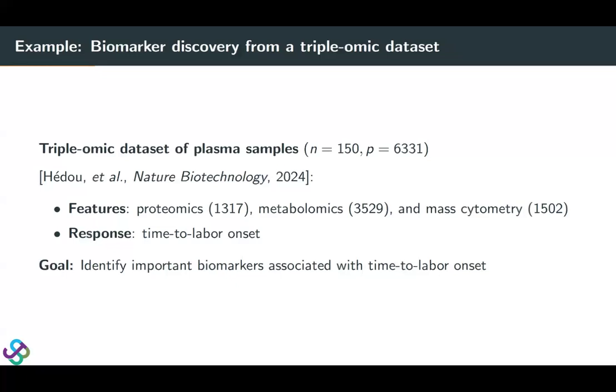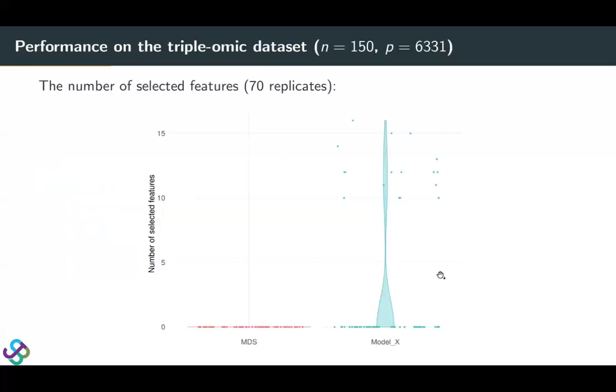So the motivation for this line of our research starts from this real data analysis. This is a data set where we have N as 150 samples, P with more than 6,000 omics features. So this is a high-dimensional data set, and the goal is to predict the time to labor onset. And the features are from proteomics data, metabolomics data, and mass cytometry data. So the goal is to identify important biomarkers associated with time to labor onset.